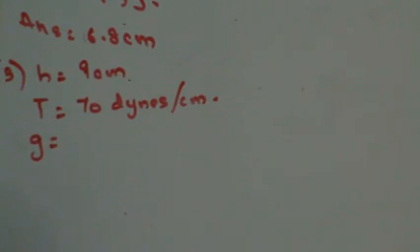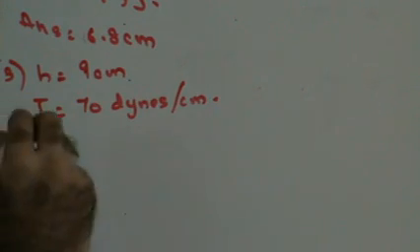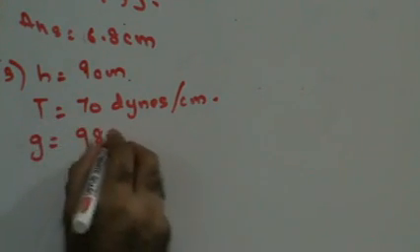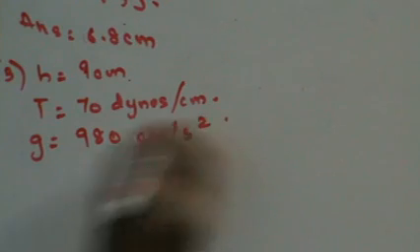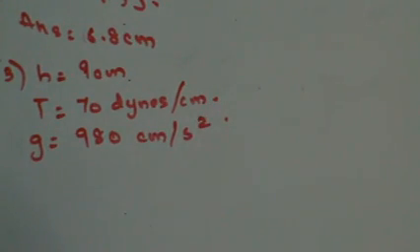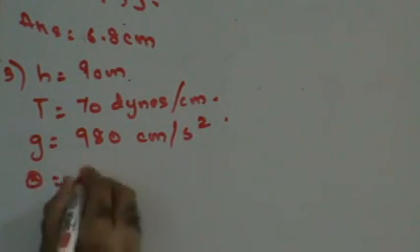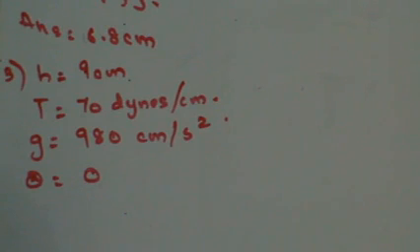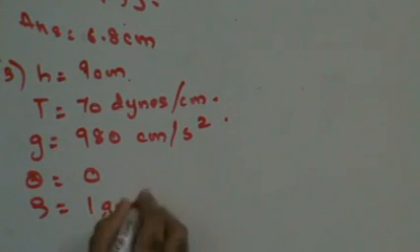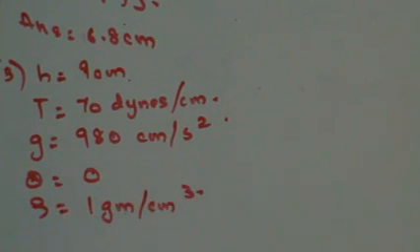Now, let's see this. g is going to be nothing but 980 centimeters per second square. They've asked you to find out the diameter. That means I need to know the radius. They haven't given you the angle of contact, so I can assume the angle of contact to be 0. It is dipped in water. That means rho is going to be 1 gram per centimeter cube. Right? Now I can use the formula.